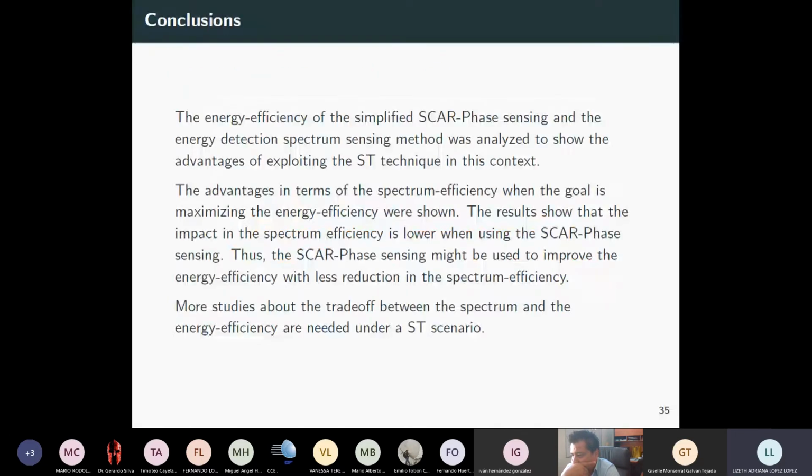As conclusions, we analyzed the energy efficiency and its relationship with the spectrum efficiency when using the scarf phase sensing. And we show that when using the scarf phase, we can improve the energy efficiency with less reduction on the spectrum efficiency. And more studies about the trade-off between the spectrum and the energy efficiency are needed under a superimposed training scenario. Thank you.